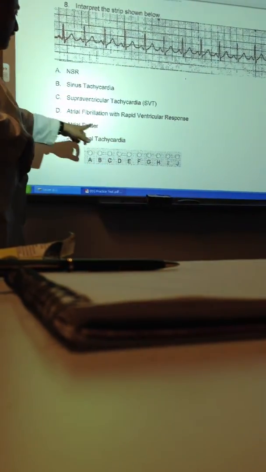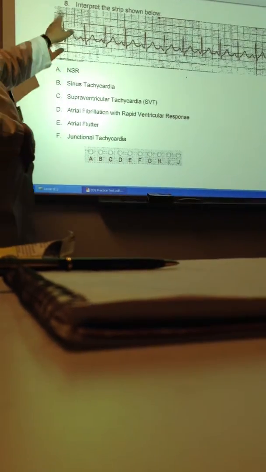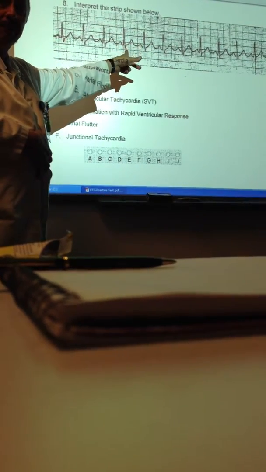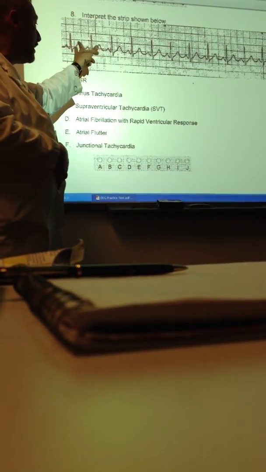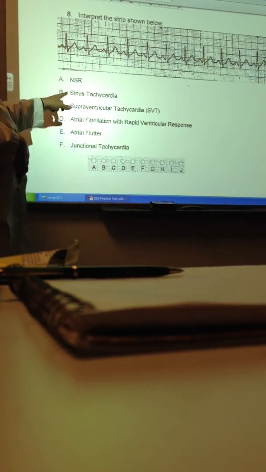Atrial fibrillation, we know it's not atrial fib because we got P waves and it's regular. Is it flutter? No, it's not flutter because there's no saw teeth and we got P waves, because in flutter we have flutter waves. Is it junctional tachycardia? No, because it has P waves. The PR interval is normal. So it goes back to sinus tachycardia.